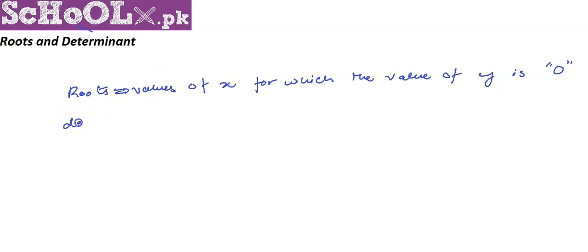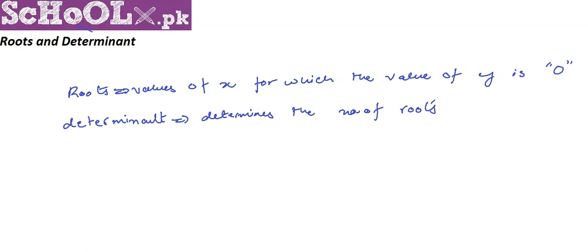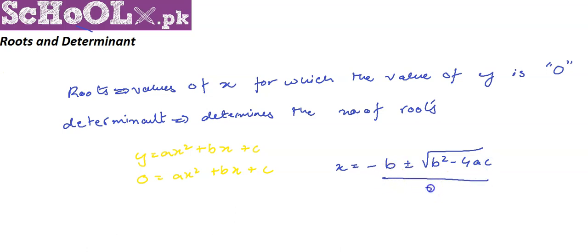And now what is a determinant? The determinant determines whether the quadratic equation will have two roots, one root or no root. It determines the number of roots. For example, if I have a quadratic equation ax square plus bx plus c, one way of solving this equation, if I put y equal to 0, is the quadratic formula, which you've already learned in O levels, which is x equals minus b plus minus square root of b square minus 4ac over 2a.